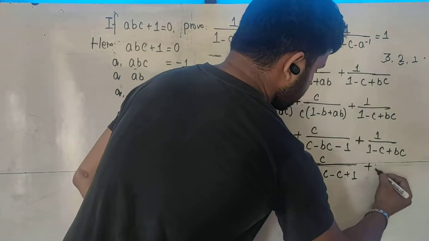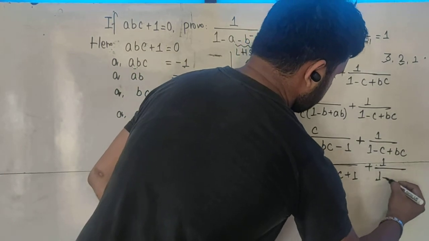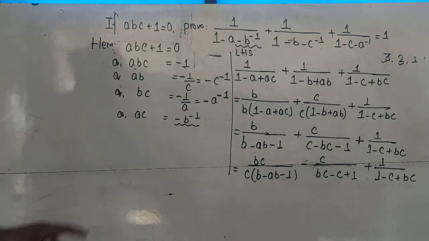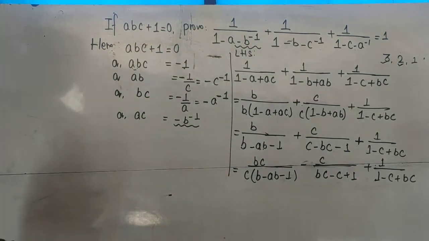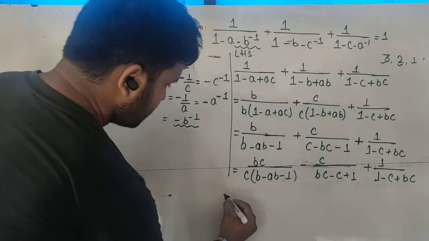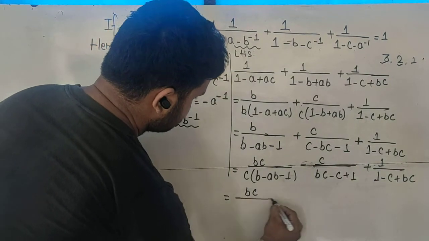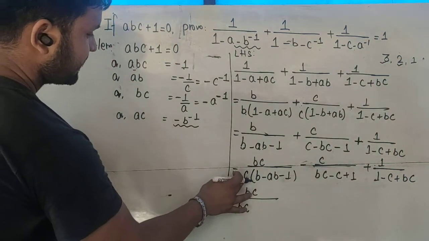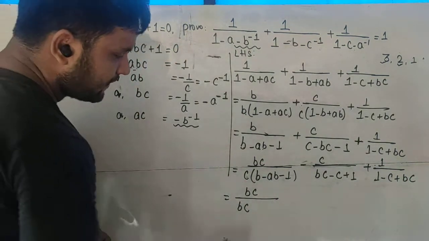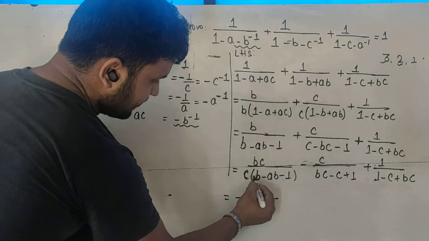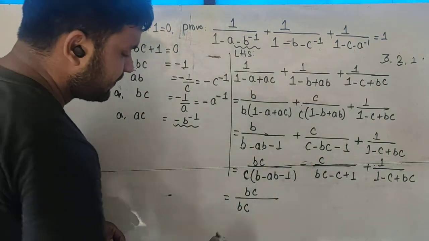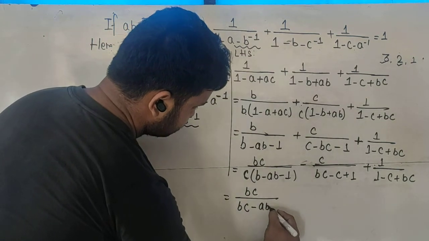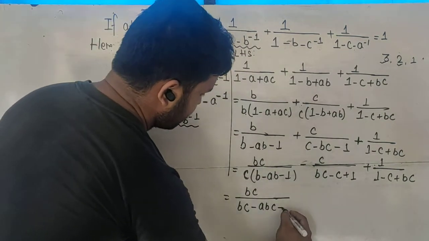Okay, now this term will be copied the same. These facts are not needed further. So now let me multiply. BC is BC. Now when I multiply C with B, I get here BC. When I multiply C with minus ABC, I get minus ABC. If I multiply C with minus AB, I get minus ABC. And C with minus 1 is minus C.